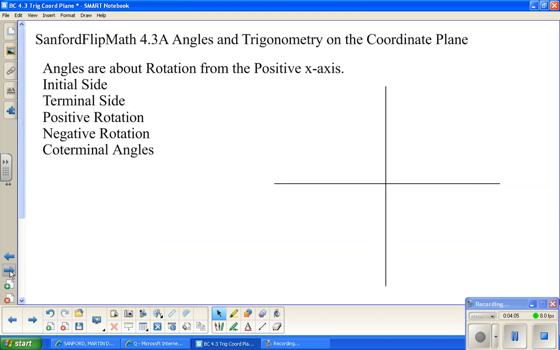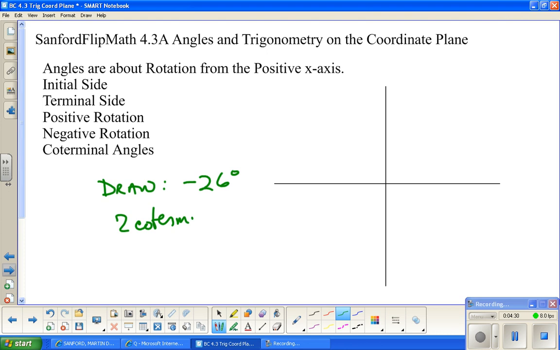Now, before we go on, let's just stop and make sure that we know what's going on here in terms of all of this terminology. So let's draw an angle that is negative 26 degrees, and then we're going to do two coterminal angles. One that's negative and one that's positive. All right, so let's do negative 26 degrees.